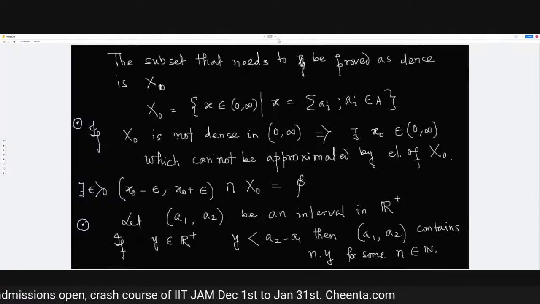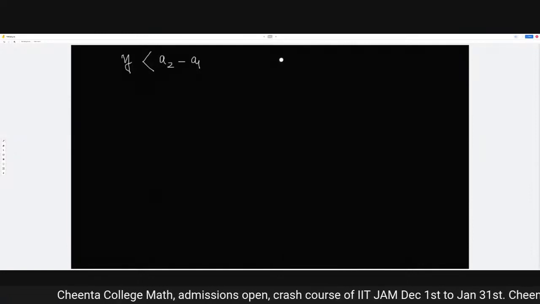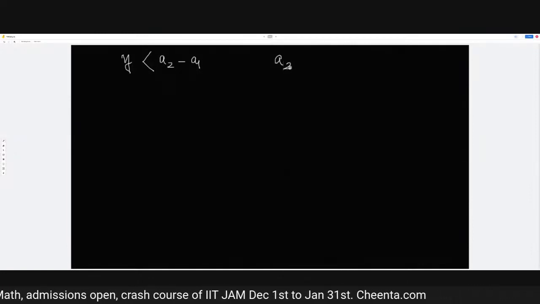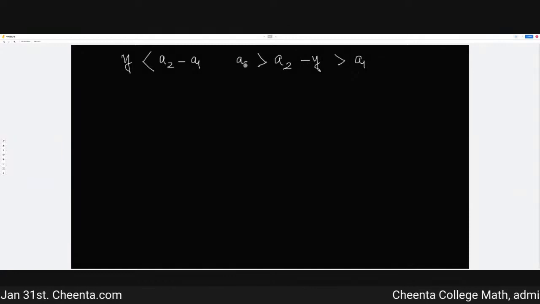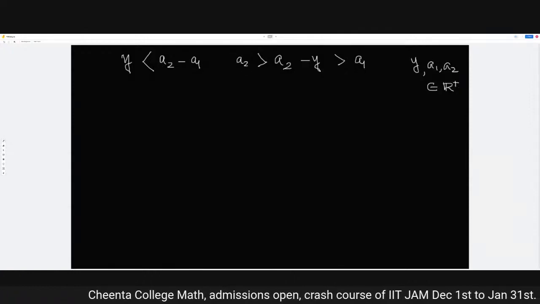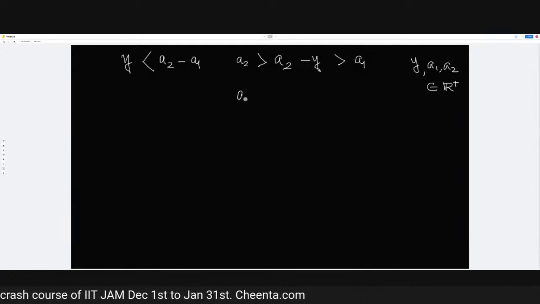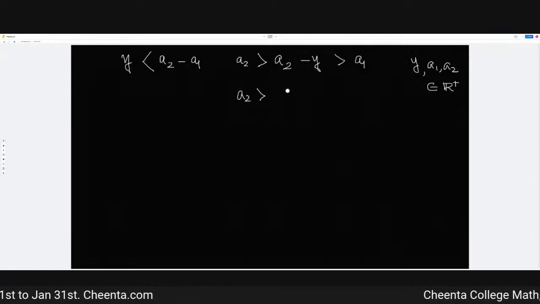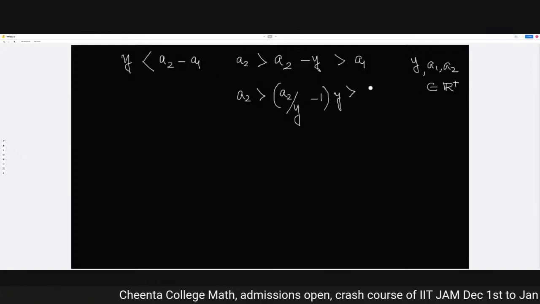Okay, so how do you say this? You have y less than a2 minus a1, right? That means a2 minus y is greater than a1, and of course it is less than a2, because everything is positive: y, a1, a2, everything is in positive real numbers, right? So if you have this, then you have a2 greater than (a2 by y minus 1) times y, which is greater than a1.